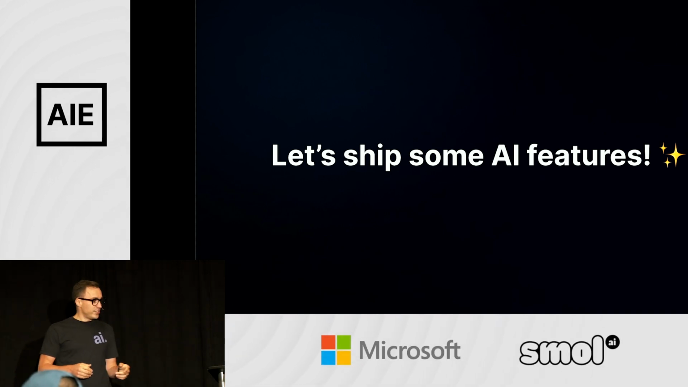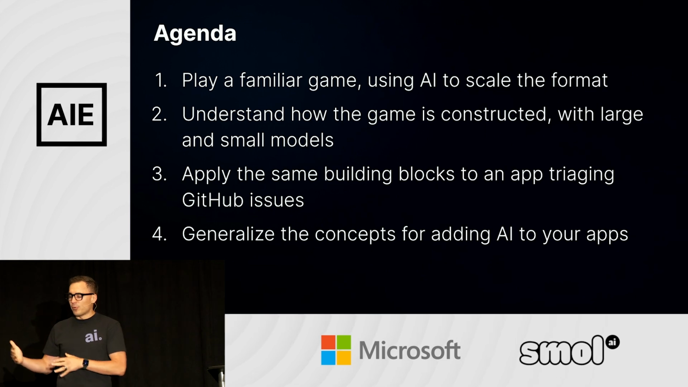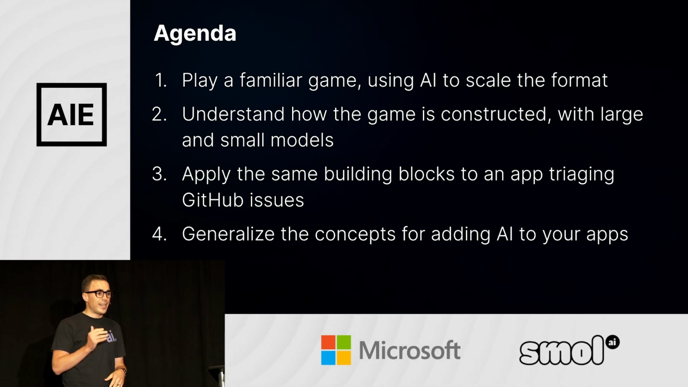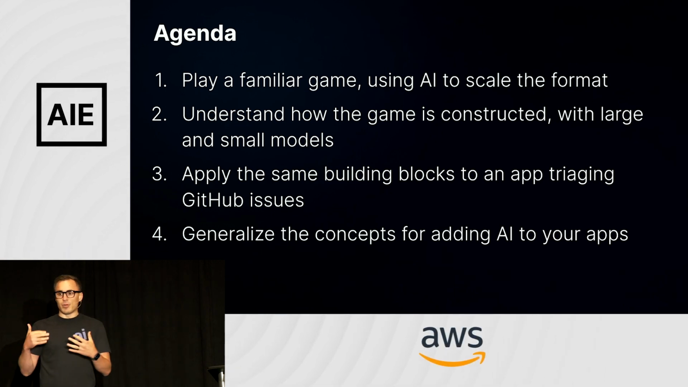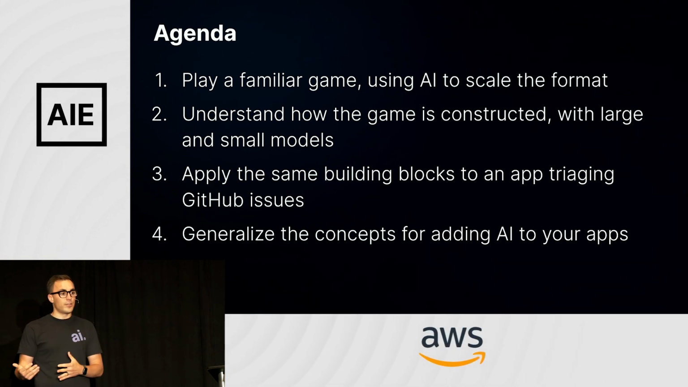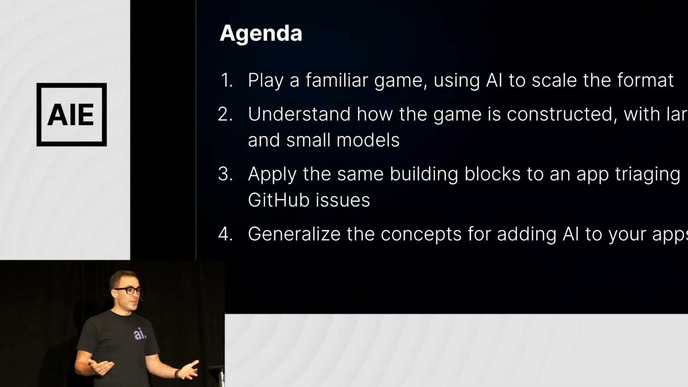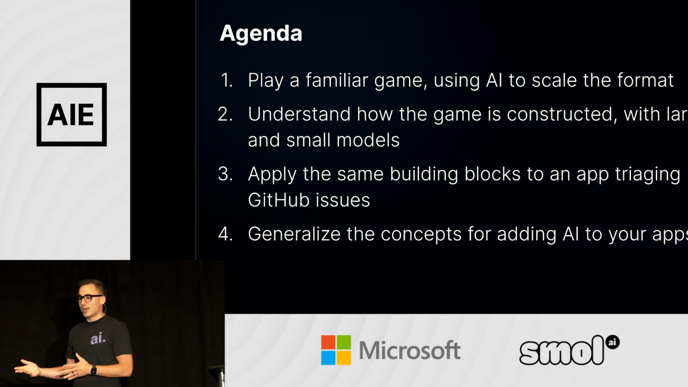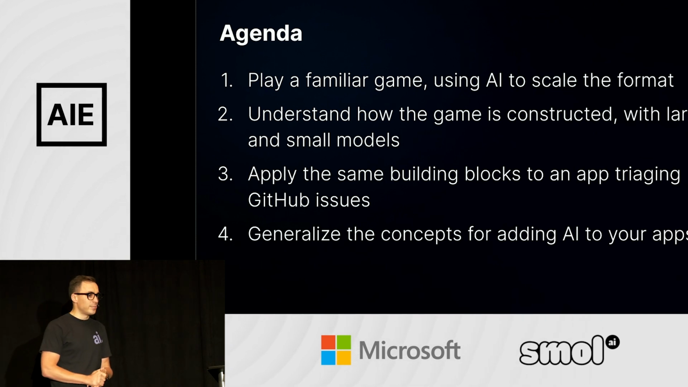And overall on the agenda, we're going to start with really kind of showing you a few different ways where this plays out. So we're going to start by playing a familiar game where we're using AI to scale the format. Then we're going to understand how that game's constructed and break it down to the building blocks, and then start to apply those into triaging GitHub issues. We pick that because there's open data that we can easily use on that. You can think about applying that to a lot of different contexts, whether that's customer records or product records or other things in your application. But we'll start with GitHub issues and talk about how we can generalize those concepts to add AI to your application.